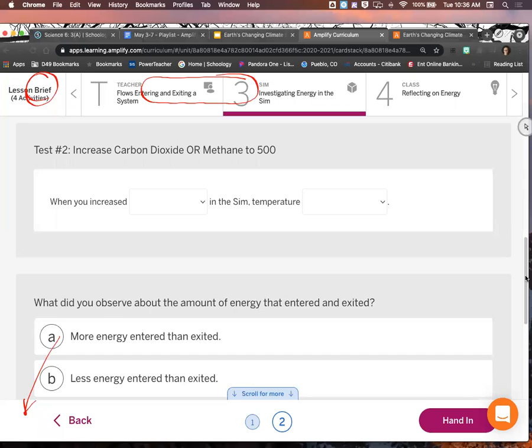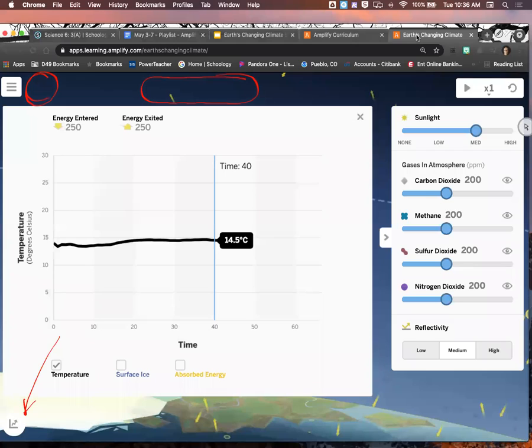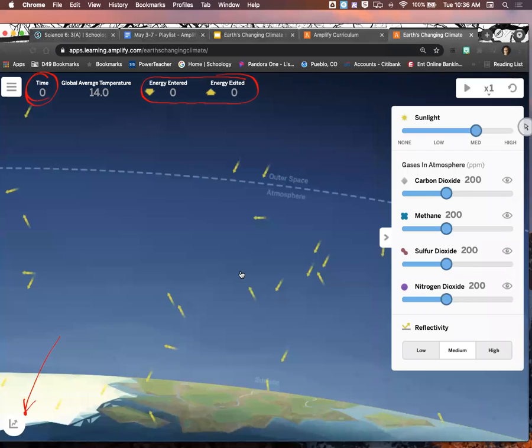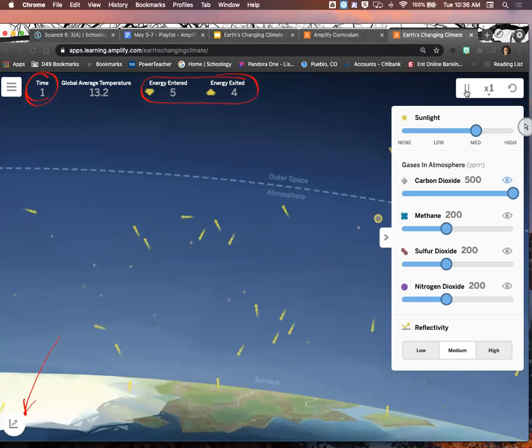Now we increase carbon dioxide or methane. Let's increase the carbon dioxide. So we'll hit the reset button and increase carbon dioxide. We'll also turn on the eyeball so that we can see these molecules as we press go. Now, the average temperature starts out at 14 degrees, and we go until the timer.